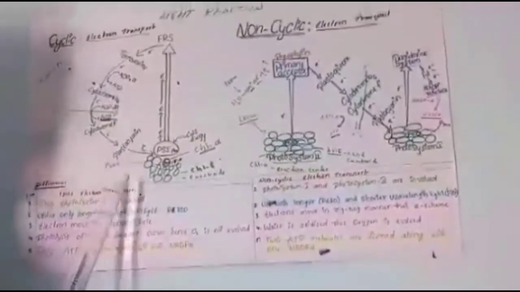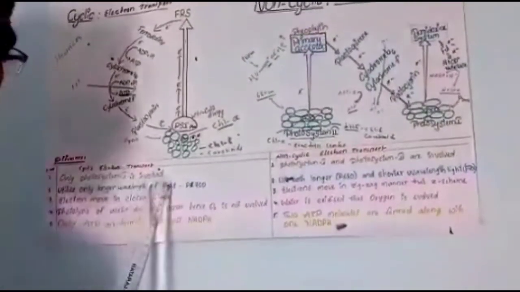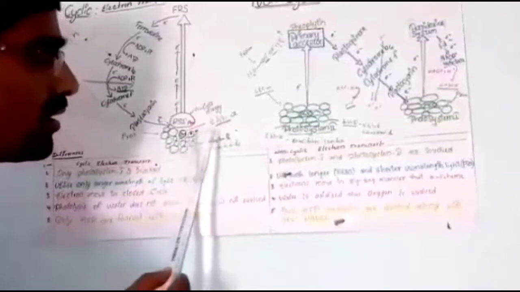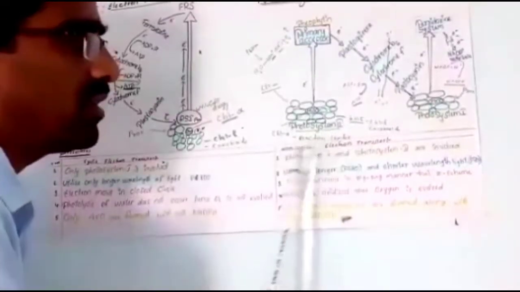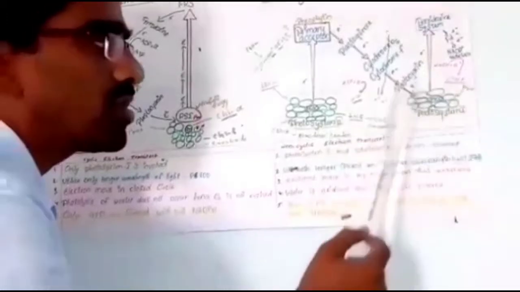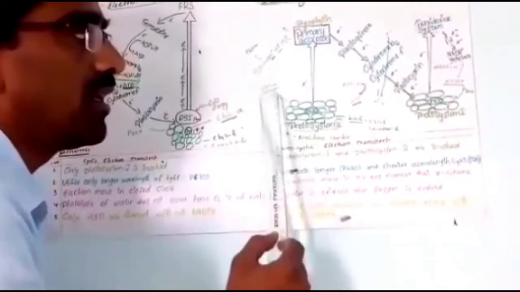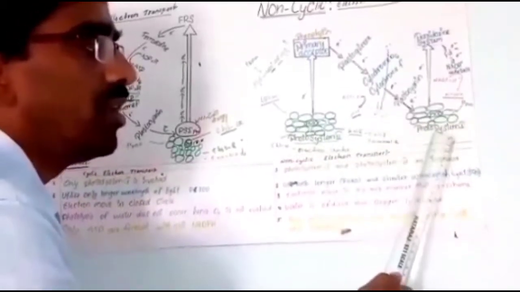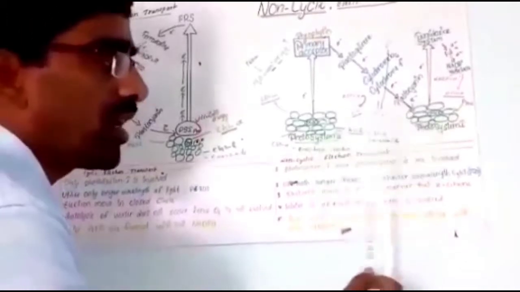What is the difference between cyclic electron transport and non-cyclic electron transport? In cyclic electron transport, only photosystem 1 is involved, but in non-cyclic electron transport, photosystem 1 and photosystem 2 are involved. In photosystem 1, the reaction center has the capacity for absorption of only P700 nanometers wavelength light. But in non-cyclic, photosystem 2 is present and photosystem 1 is present. In photosystem 2, the reaction center chlorophyll A has the capacity for absorption of P680 nanometers, and in photosystem 1, P700 nanometers wavelength light. Two reaction centers, two photosystems, and two chlorophyll molecules participate, so two different wavelengths of light can be captured.